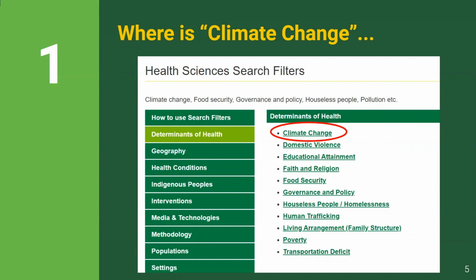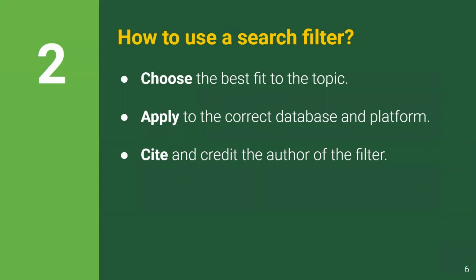From here, we need to consider a few things before applying a filter. Ask yourself, does the filter fit the topic that I am researching? Have I selected a filter for the appropriate database that I am searching in? And finally, did you make a note of the author for this filter so that you can appropriately cite them in your methods section or in other publications related to this project? Bearing all of these things in mind, and that it matches your query, let's begin using the search filter in the database.